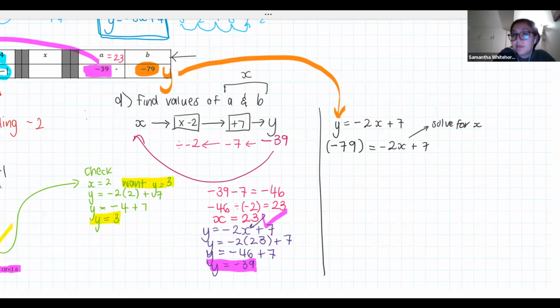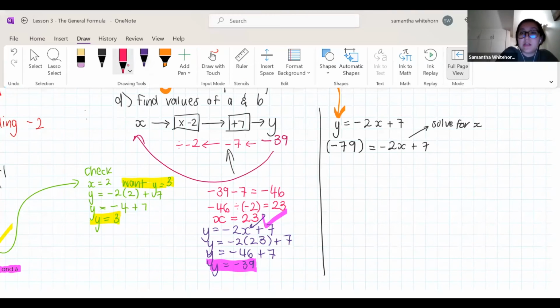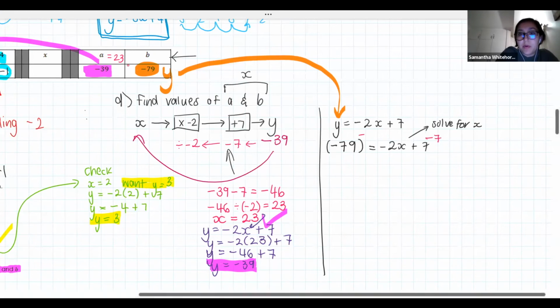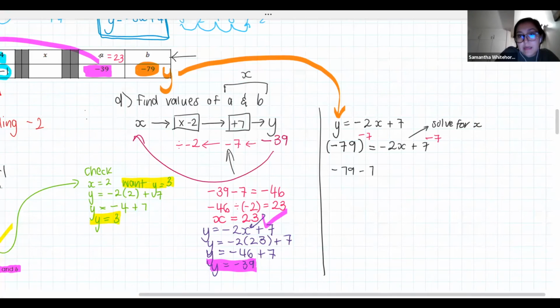Right, now remember, solving for x, we still use opposite operations or inverse operations. So we're doing the same thing as what we did with our flow diagram. First thing I'm going to do is deal with that 7. So I'm going to subtract 7 on both sides. -79 minus 7 is equal to -2x. -79 minus 7 is -86.